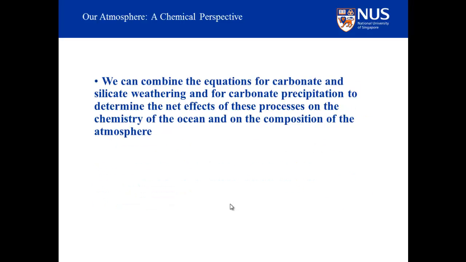We can combine the equations that we've just presented for carbonate and silicate weathering and for carbonate precipitation to determine the net effect of these processes on the chemistry of the oceans and on the composition of the atmosphere. To do this, we simply add the equations by adding the left-hand sides of both equations and adding the right-hand sides of both equations, and then cancelling out terms that appear on both sides of the resulting equation.